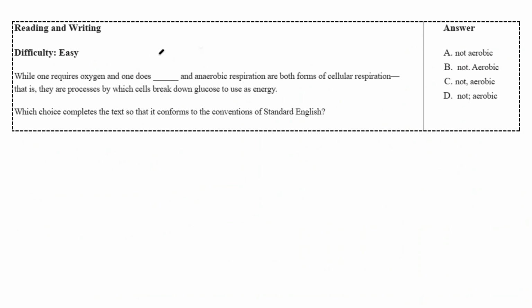So let's look at an example. This is a reading and writing question, boundaries, an easy question. Let's look at this question. "While one requires oxygen and one does not," and then the gap, and we have two options: "not" and "aerobic." So "while one requires oxygen and one does not," this will be a dependent clause that is finished.